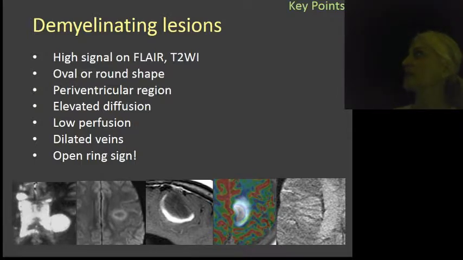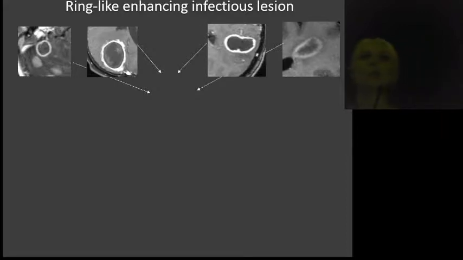They're, of course, high on FLAIR and T2. They're oval or ring shaped. They have elevated diffusion, low perfusion, of course, and they have dilated veins, sometimes running through the lesion. And don't forget the open ring sign. Okay, so you have seen many of these ring-enhancing lesions that I have shown you, but all of them, if they are infectious in origin, will have negative perfusion.